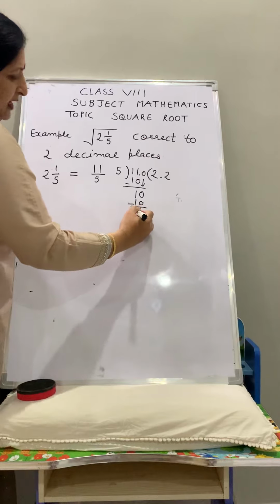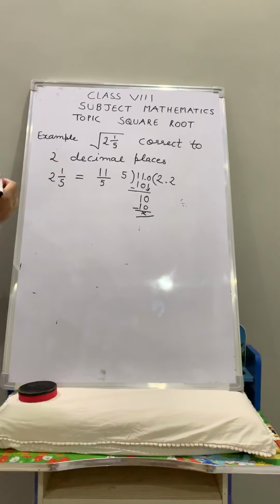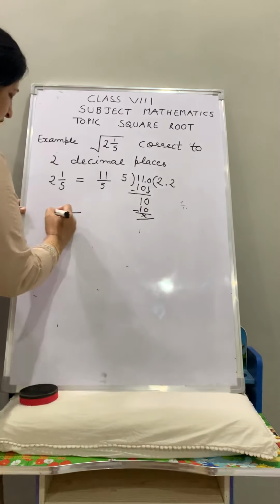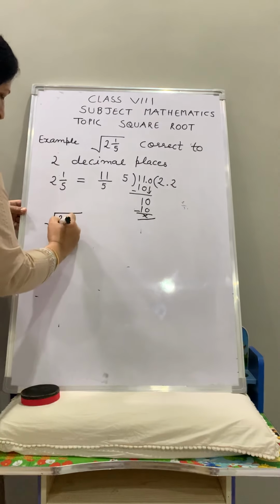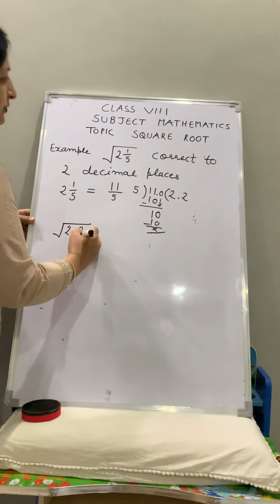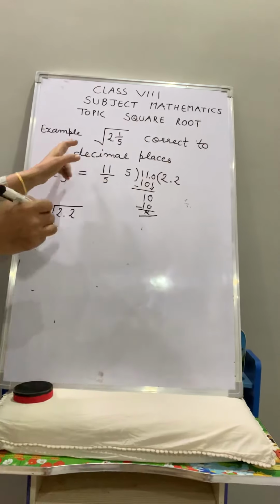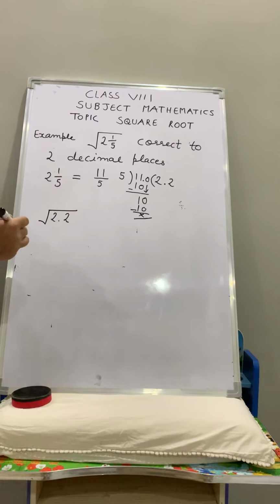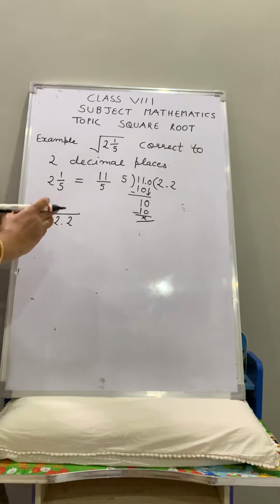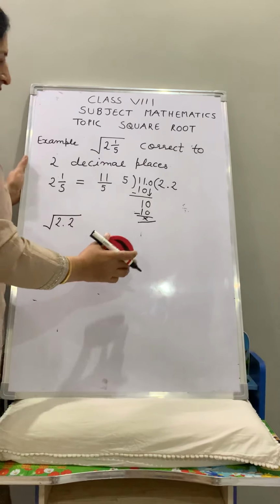It means we have to find the square root of 2 decimal 2, correct to 2 decimal places. What is the meaning of correct? First of all, understand it.